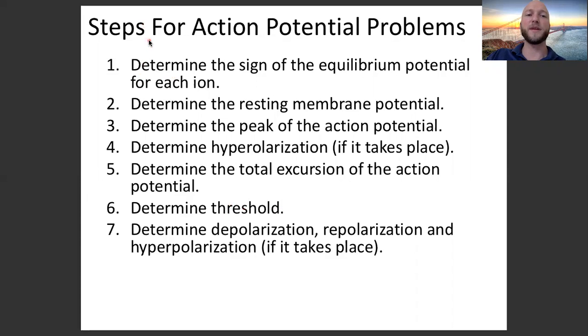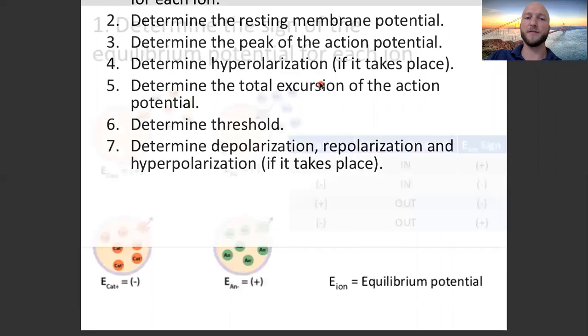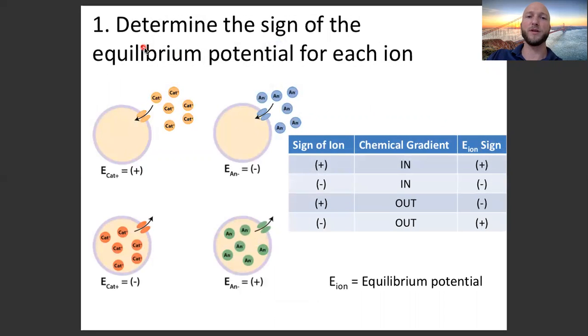for these hypothetical cells. So there are 7 steps for the action potential problems. You've got to start at 1 and work your way through all 7 steps. Step 1, determine the sign of the equilibrium potential of the ion. So step 1, determine the sign of the equilibrium potential for the ion.